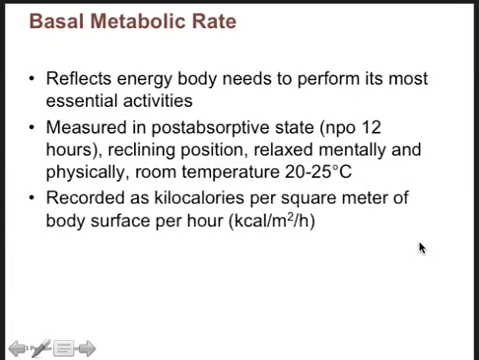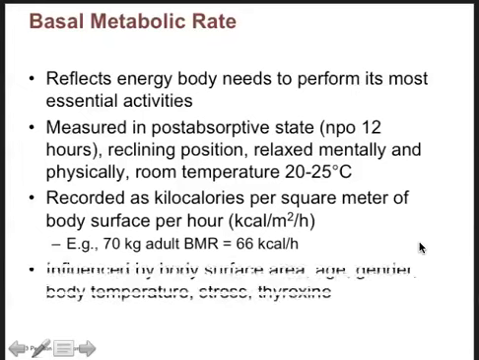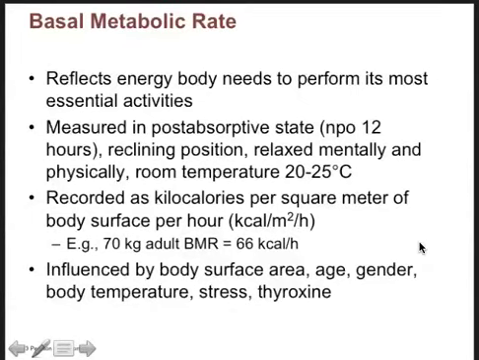It's recorded as kilocalories per square meter of body surface area per hour. An example would be a 70 kilogram adult with a BMR of about 66 kcals per hour, just as a typical measurement. It's influenced by body surface area, age, gender, body temperature, stress, and thyroxine. And one other very important factor, genetics. Okay? So a lot of your basal metabolic rate is born into you at fertilization.